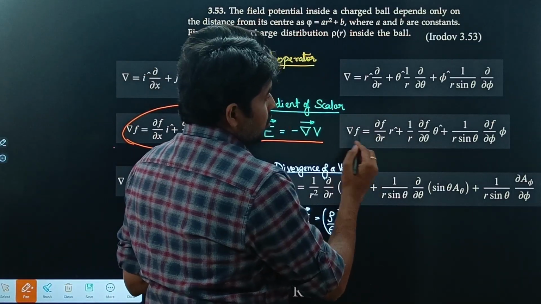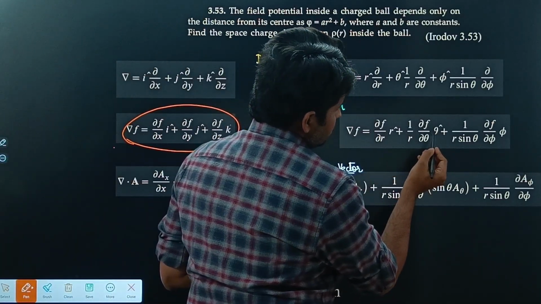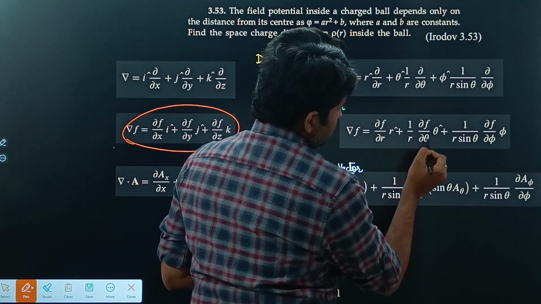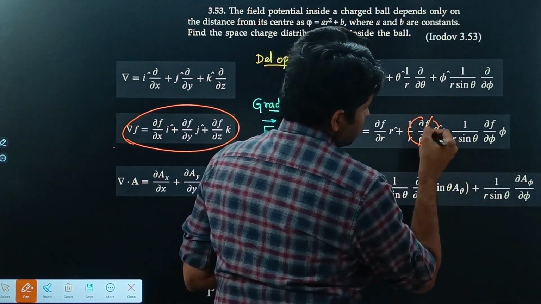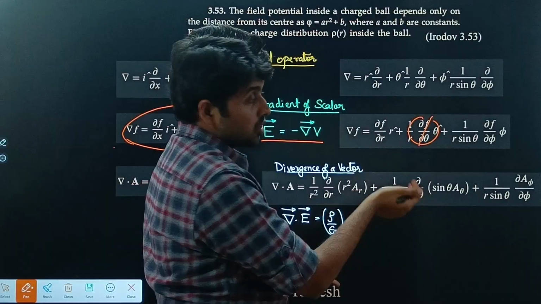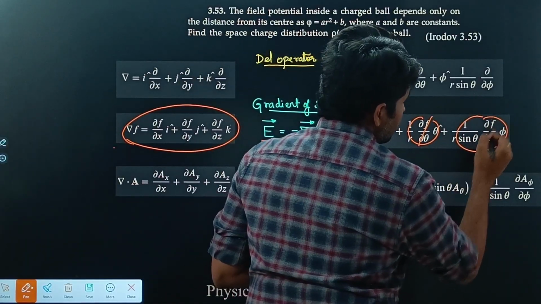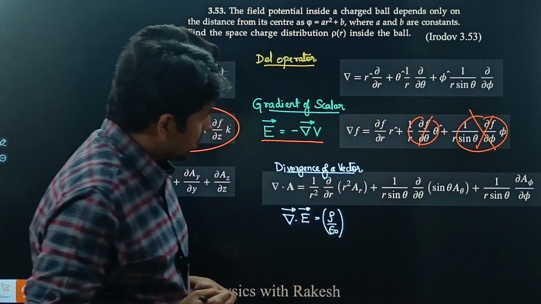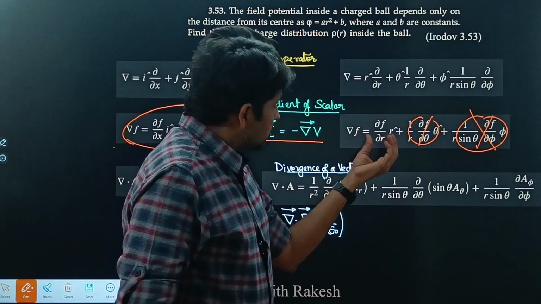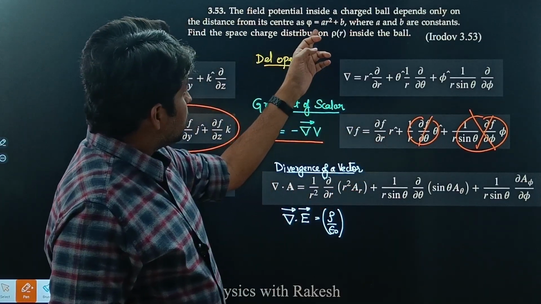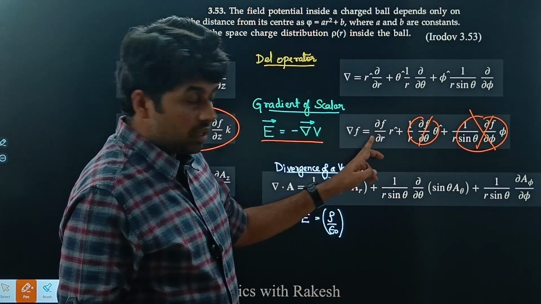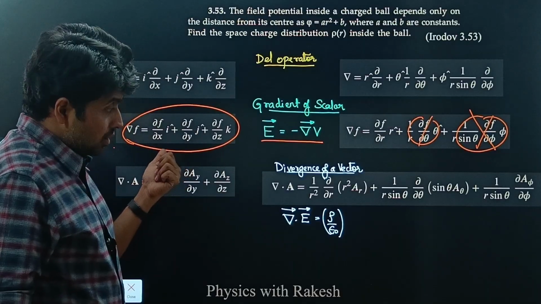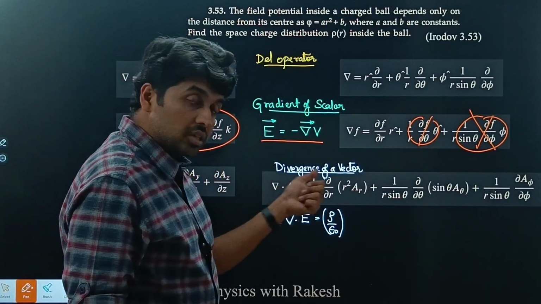Suppose in spherical coordinates you are applying, you see these terms, this dou f by dou theta, this is not there. There is no variation of theta. There is no variation of phi, so these all are not there. And this comes out to be correct. Directly you get minus 2ar here, and you get the similar thing here. Let us go to the next part, divergence of the vector.